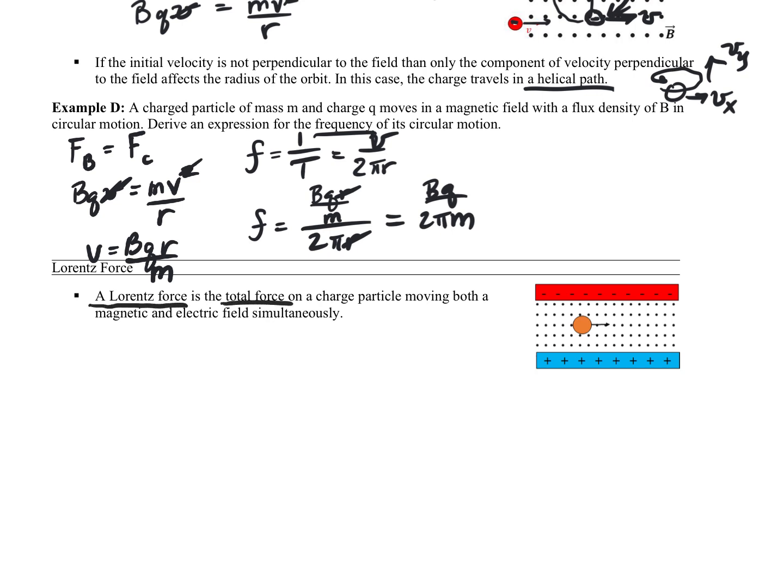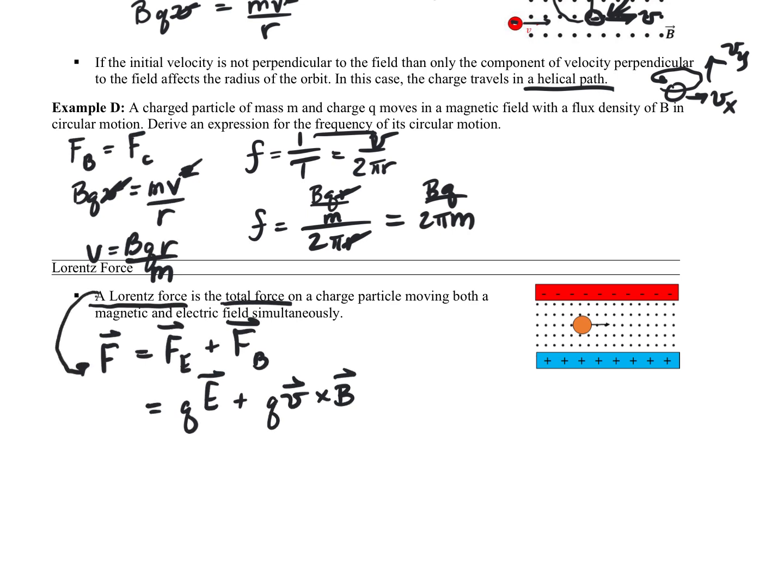It's the total force, okay? So this is big F, total force, which is your Lorentz force. It is going to be the force through the E field plus the force of the magnetic field. This is a biggie. E field is QE. Magnetic field is QV cross B, isn't it? But that is the Lorentz force.